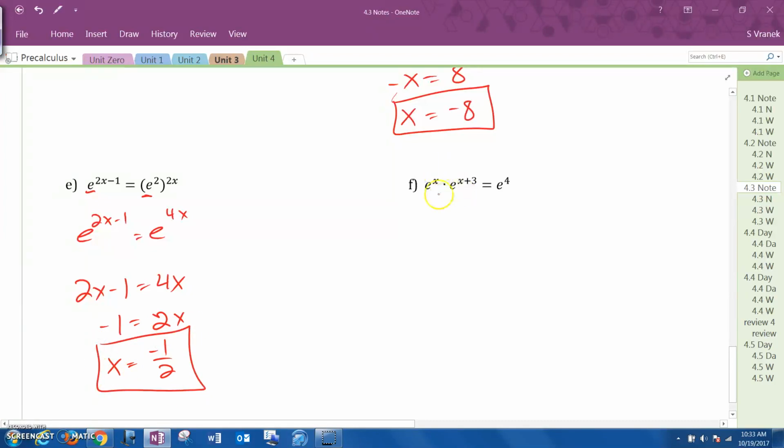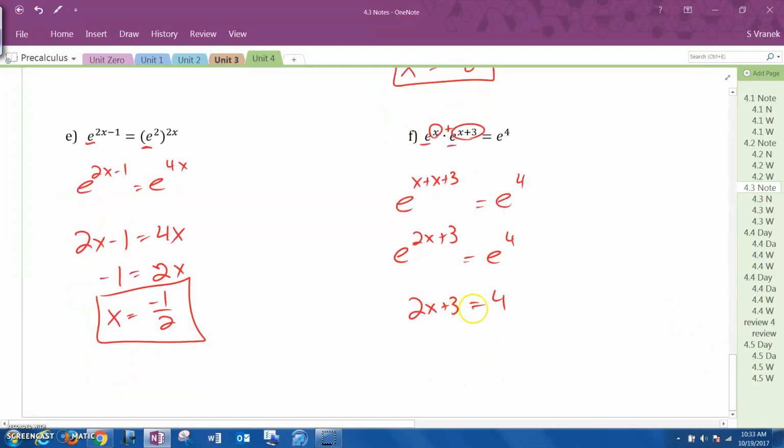Now this one's a little trickier because we have 2 bases on the same side. They match, but you can't just say it's x times x plus 3 equal 4. When you multiply bases together, you end up adding the powers together. So this ends up being e to the x plus 3. Remember, that's a power. If you multiply bases, you add the exponents. Now we can simplify. That becomes e to the 2x plus 3. That becomes e to the 4th. You could set the exponents equal, and we can now solve. So if we move this over, we get 2x equals 1, x equals 1/2, positive 1/2.